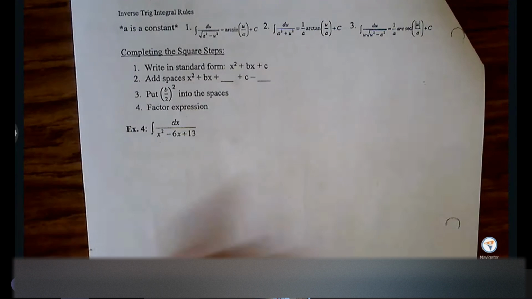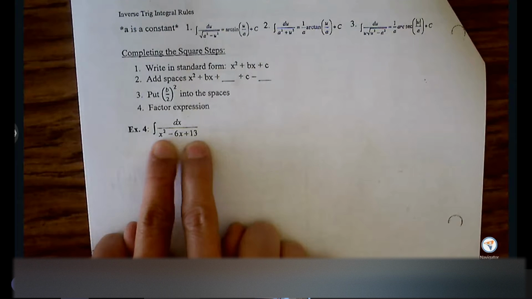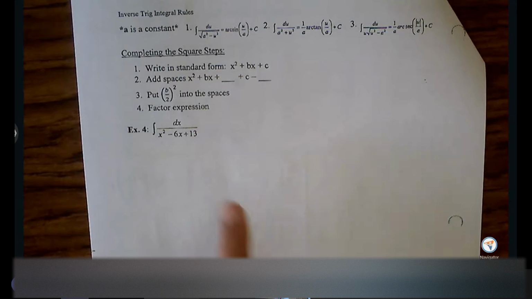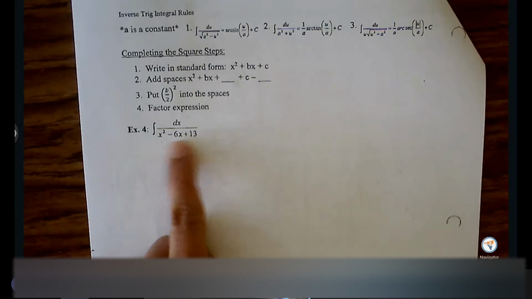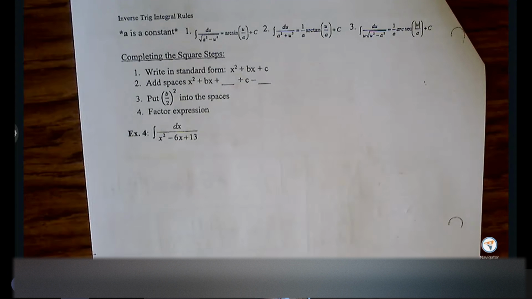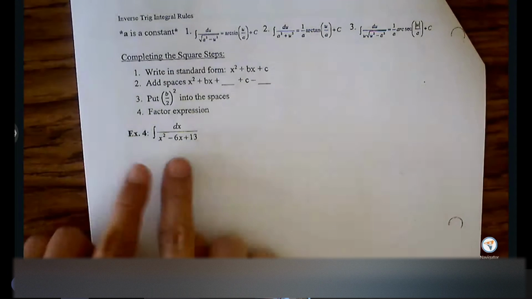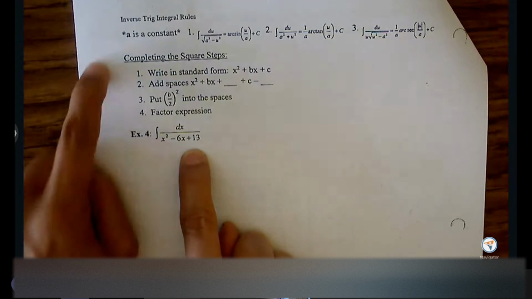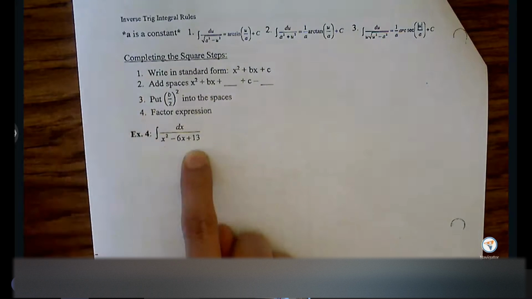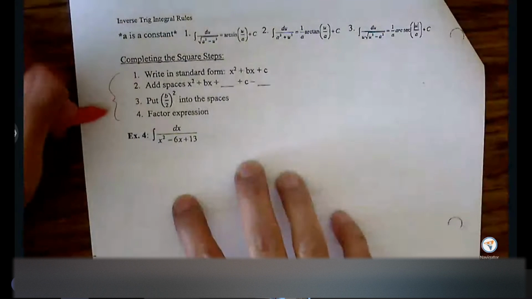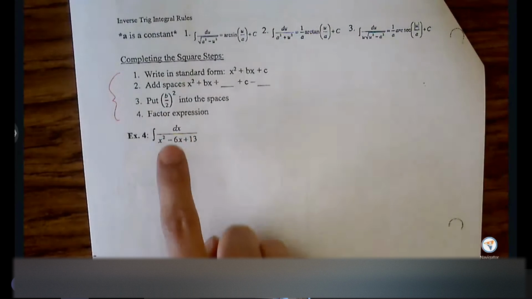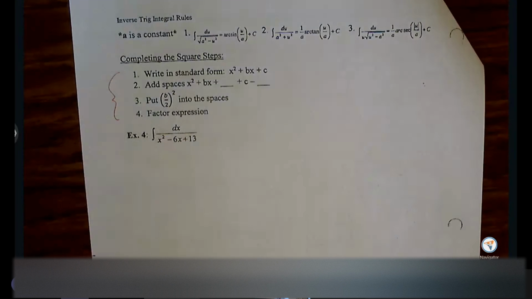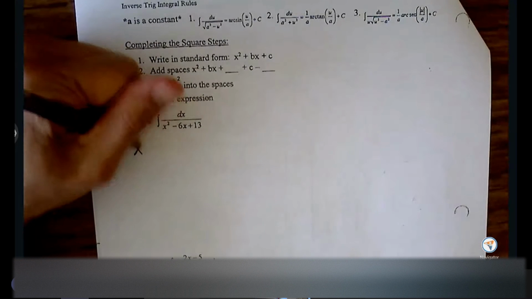All right, but here's the problem. This is not easy for us to pick out the u and a value because we don't have the parentheses squared. Maybe with the 13 we can do it, but the x squared minus 6x, how do we get that into a parentheses squared? So we want to get that standard form into more of a vertex form that's more helpful. And the way we do that is we're going to complete the square. We want to complete the square to get that denominator to be in the form where we can pick out the a and u value. That's the purpose.